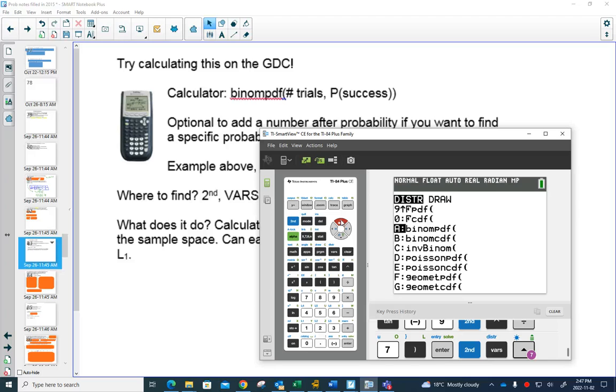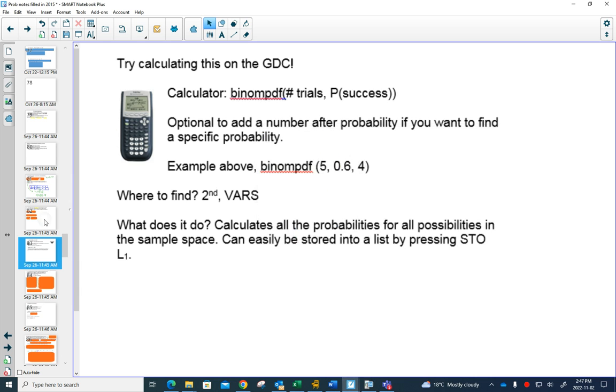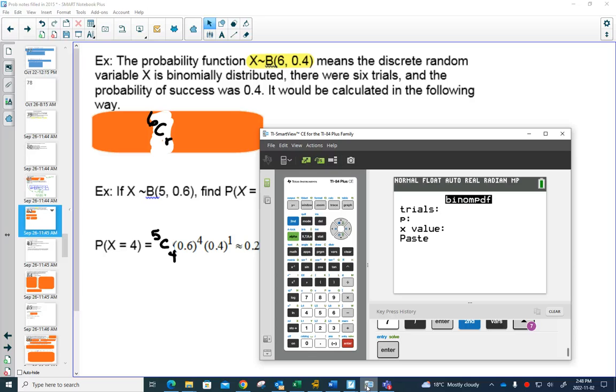One of them is a probability, a specific probability. The C stands for cumulative, where it adds things up. So if we go to binomial PDF and push enter, it asks you how many trials. So if we do this question that was just there, 5 trials, probability of success 0.6.